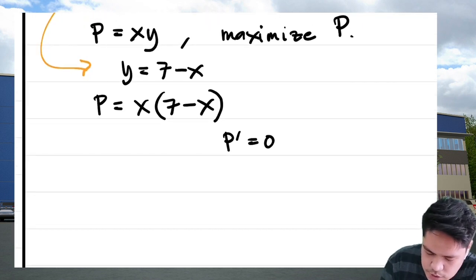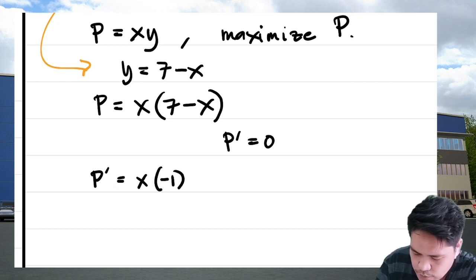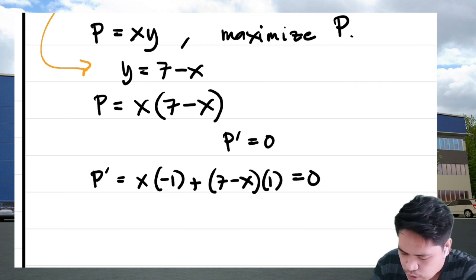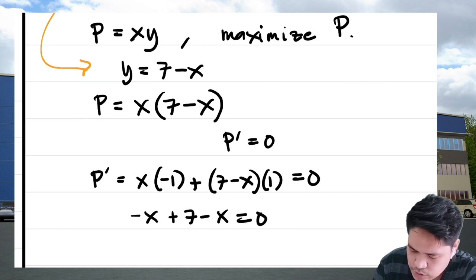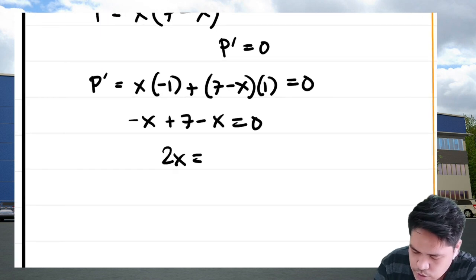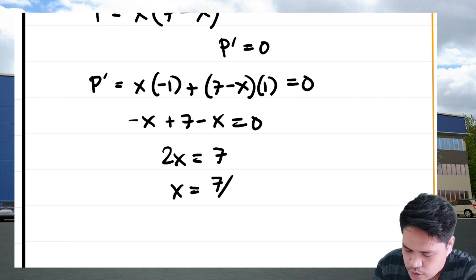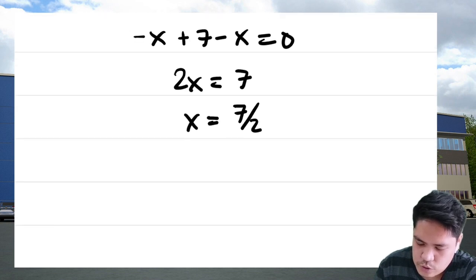So let's just get the derivative of this. p prime is equal to x times negative 1 plus 7 minus x times 1. That's by product rule, and we'll equate this to 0. So we'll have negative x plus 7 minus x equal to 0. So we'll have 2x equal to 7, so x is equal to 7 over 2. So the first number is 7 over 2.